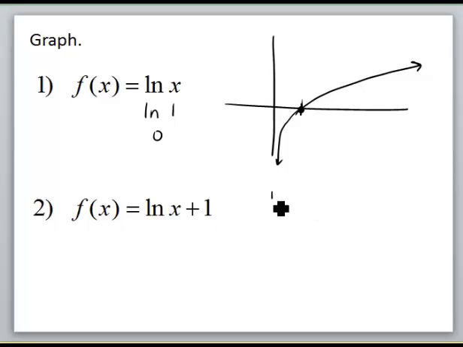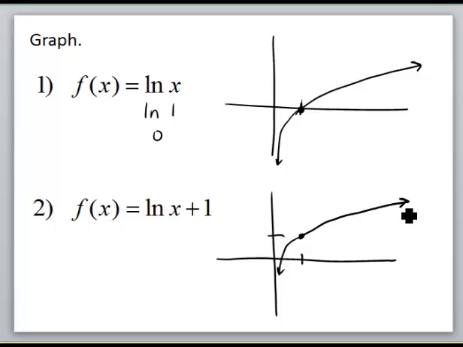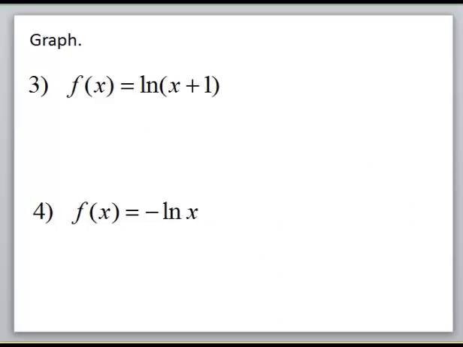All it is going to do is shift that graph exactly 1 up. So instead of this point being at (1, 0), it's now going to be at (1, 1). Everything else stays exactly the same. This next one, the plus 1 on the inside actually shifts it 1 to the left.